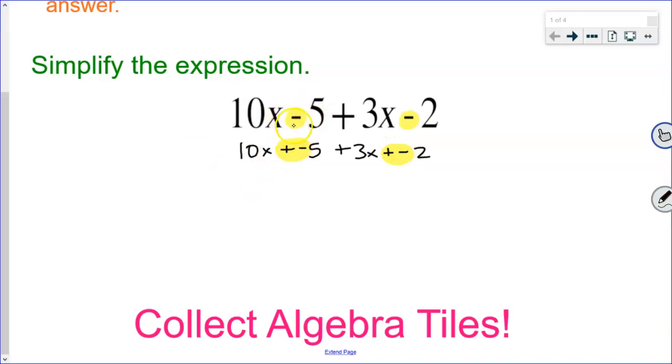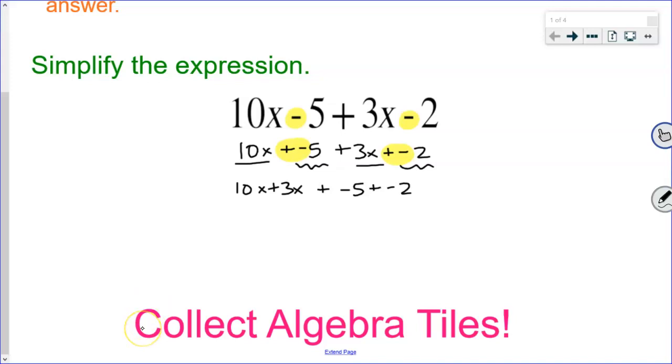Subtraction is not commutative. You cannot change the order of subtraction. You can, however, change the order of addition. So when we change subtraction to adding a negative, I can now rearrange these things. And without even needing to draw those models, I can see that these pieces, 10x and 3x, are going to combine together. So I'm rearranging it knowing that those are going to combine together. And negative 5 and negative 2, I'm going to rearrange those so those can be combined together.